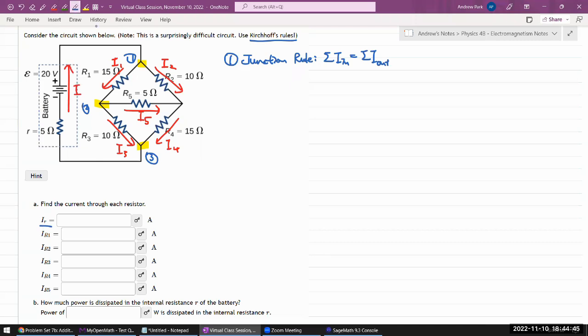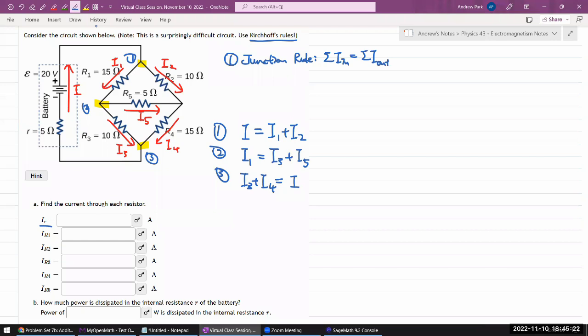Let me quickly write down these junction rule equations. First equation, from this junction: current I is what's coming in. That should be equal to I1 plus I2, two currents going out. Junction 2: I1 is coming in. That should be equal to I3 and I5 going out of that junction. Junction 3: I have currents I3 and I4 coming in. The sum of those two should equal the current going out, I.